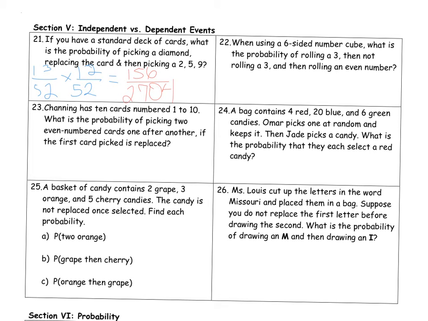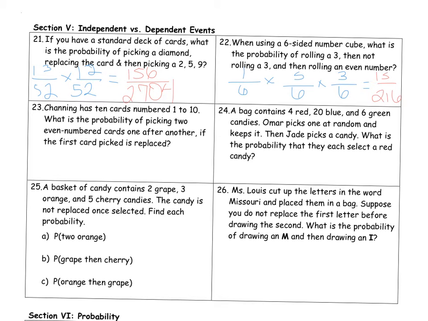22, when using a 6-sided number cube, what is the probability of rolling a 3? So there's 1 out of 6 sides that are a 3. And then rolling a 3, so we still have 1 out of 6 sides that is a 3. Oh, excuse me. What is the probability of rolling a 3, then not rolling a 3? So not rolling a 3 means it's 5 out of 6. And then rolling an even number, which is 3 out of 6. Because 3 out of the 6 are even numbers, 5 out of 6 are not 3s, and 1 out of 6 is a 3. And this gives us 15 out of 216. If you want to convert any of these to percents, feel free, but you don't have to.